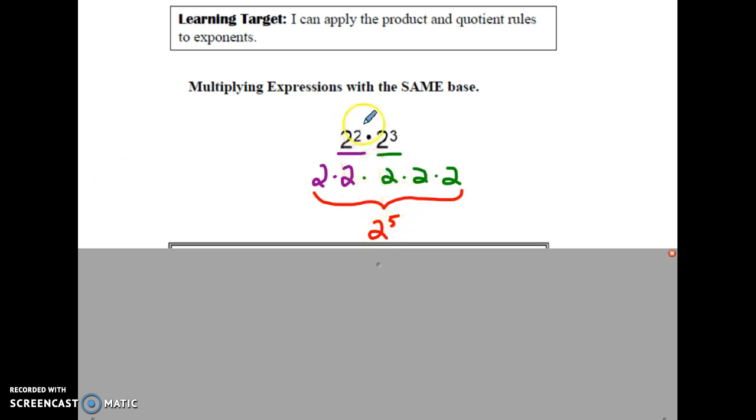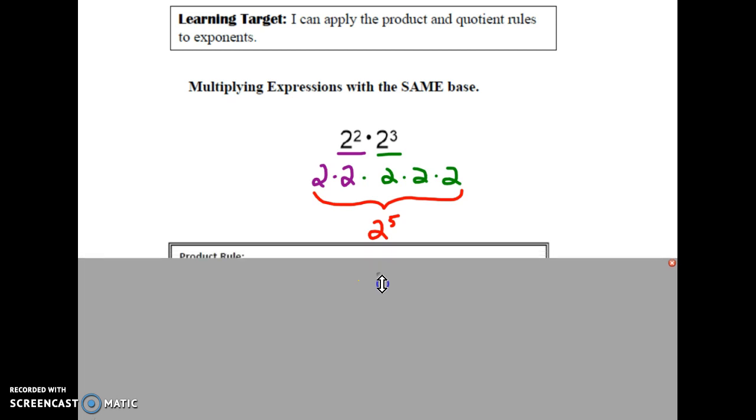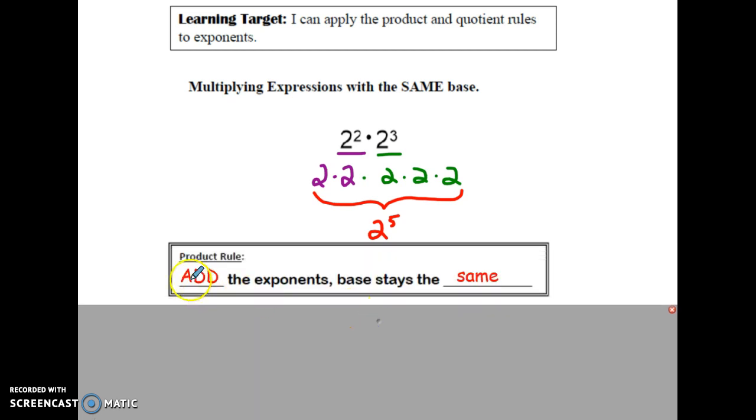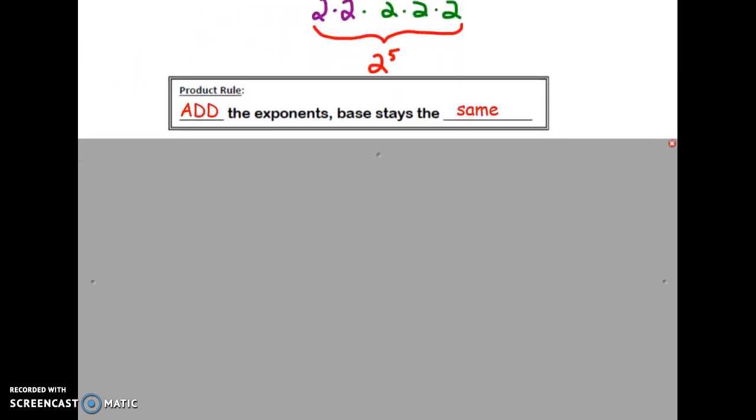Now, if you noticed, there is a little shortcut with this. We didn't have to write all our factors out every time. We could have just taken our exponents and added: I've got 2 here plus 3 here, means I'm going to have 5 altogether. So this is the product rule. If you have a multiplication problem with the same base, you are allowed to add the exponents as long as you keep the base the same. So again, this is what's called the product rule. And the product rule is used a lot in math, just like PEMDAS is used a lot to simplify lots of math problems. Product rule is used a lot to simplify exponent problems.